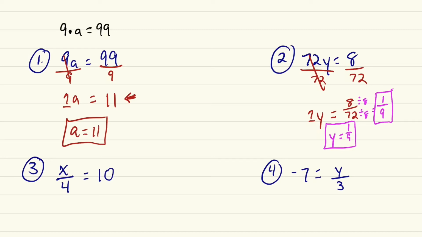Problem number 3 has a fraction. It looks like the fraction is x over 4 equals 10. But we just mentioned this issue in number 2. X over 4 is really division, right? X over 4 is the same thing as me saying x divided by 4 equals 10.